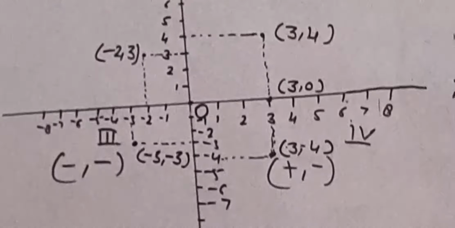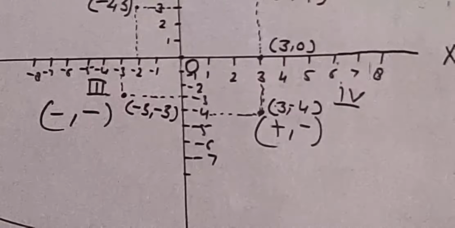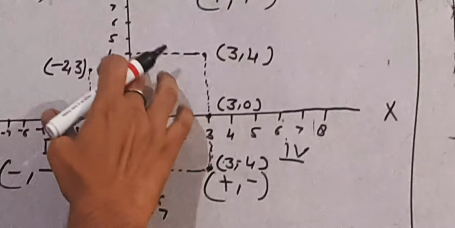On the y-axis, suppose you want to locate (0, 5). Here the x coordinate is 0 and the y coordinate is 5. So 1, 2, 3, 4, 5. That is your point (0, 5).